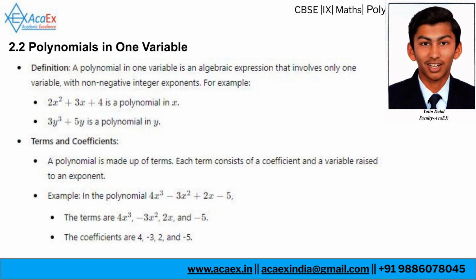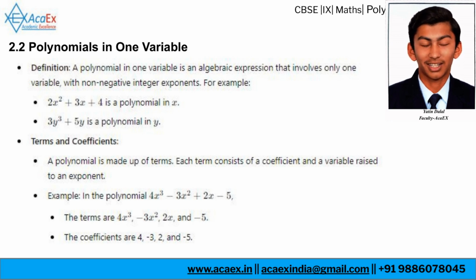Polynomials in one variable. Definition. A polynomial in one variable is an algebraic expression that involves only one variable with non-negative integer exponents. For example, 2x squared plus 3x plus 4 is a polynomial in x, 3y cubed plus 5y is a polynomial in y.